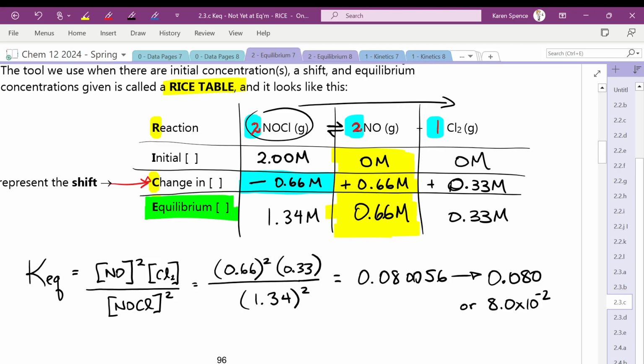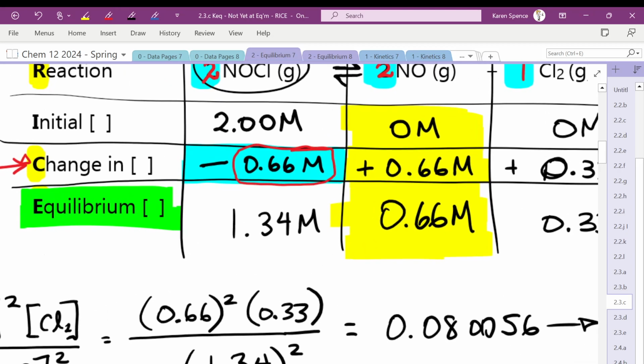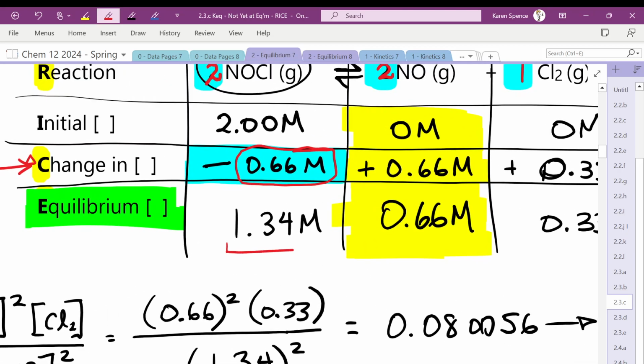Okay, very good. Now, one thing I'd like you to take note of here, not that it matters in this case, but you see how we have 2 sig figs here? Yes, in the 0.66. How many sig figs do we get in the answer?